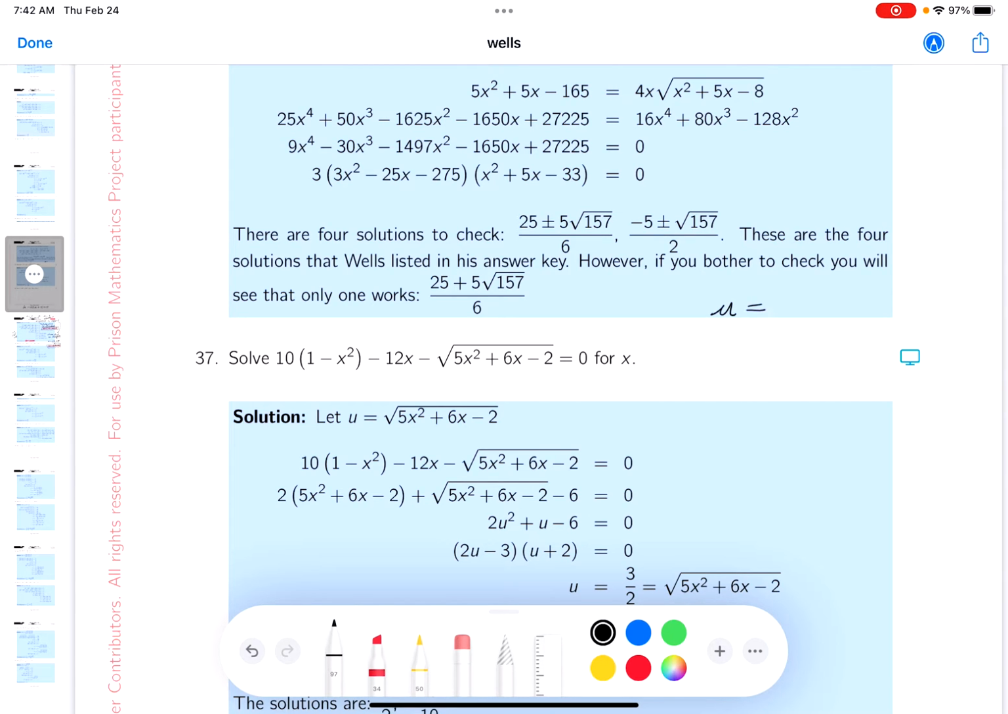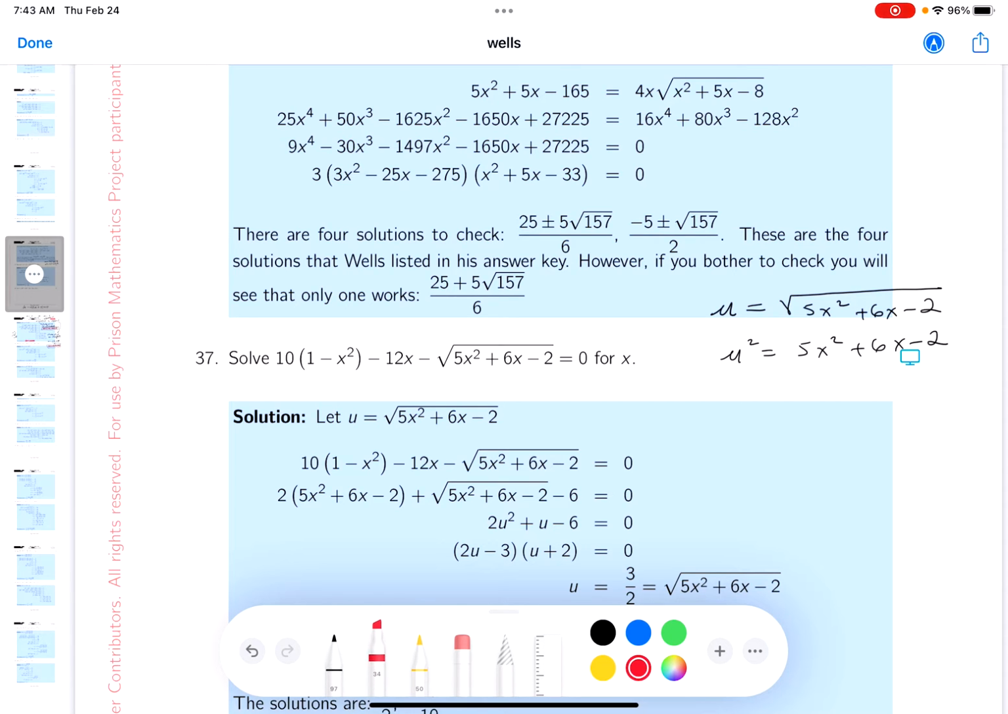And what do I see? That root's really bad looking. And so what I see over there, I see 5x squared plus 6x minus 2. So, you know, that's one step you can make, but I need to see the other things in terms of that u now. So I need to write a u squared down. And the u squared would be 5x squared plus 6x minus 2.